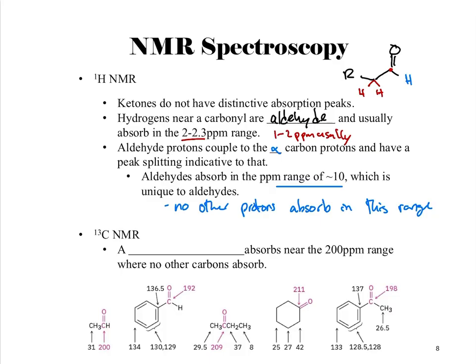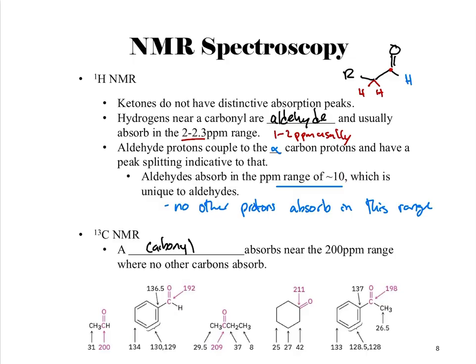And so that's true for proton NMR, but we also have carbon-13 NMR. And in that one, we're looking at the specific carbonyl carbons. And so the carbonyl carbon has a distinct absorption in the 200 ppm range, where no other carbon nuclei are going to absorb there. And so in this 200 ppm range, if you see anything there, that tells you 100% that you have a carbonyl carbon.